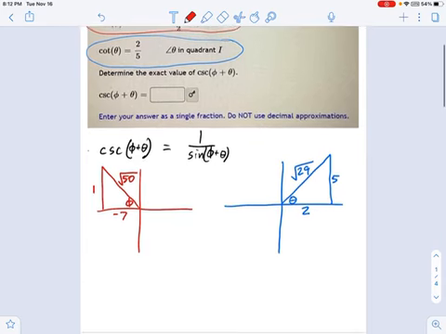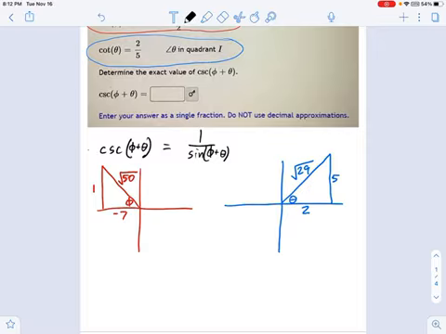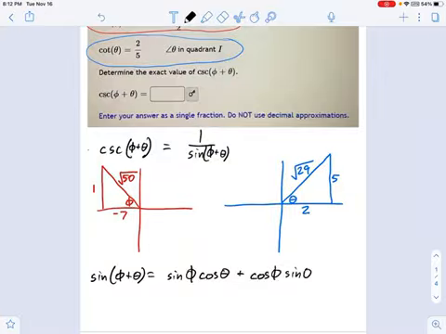And all I need to do at this point is find, remember, we're not looking for cosecant right away. We're looking for sine of phi plus theta, which according to our identity, sine can't change signs. So I'm using a plus sign. It's the same as before. And we keep the angles in the same order. So now I just plug in the values that I know.